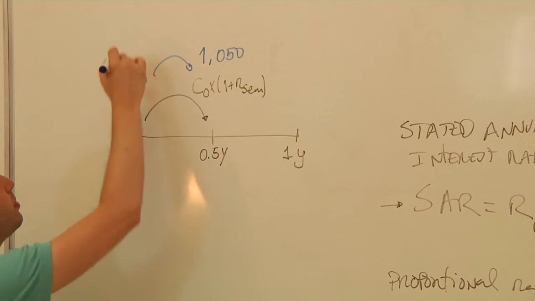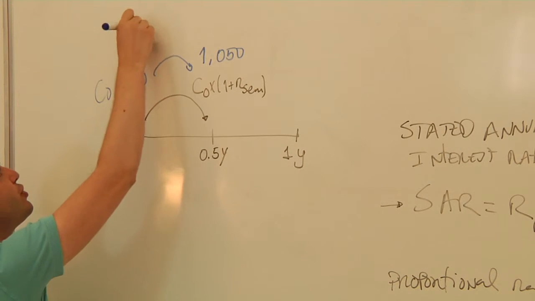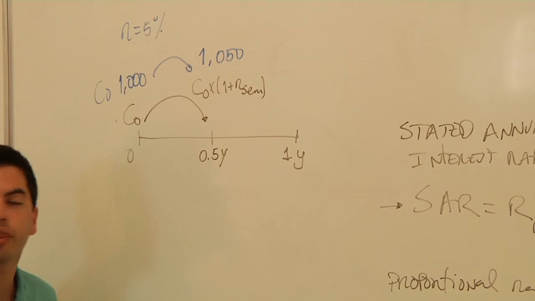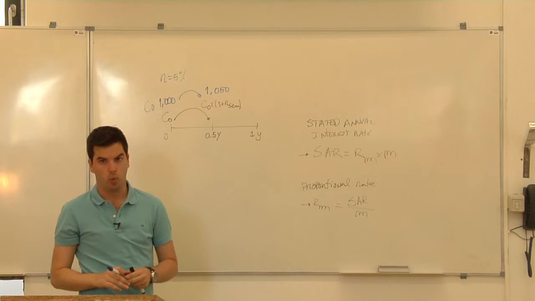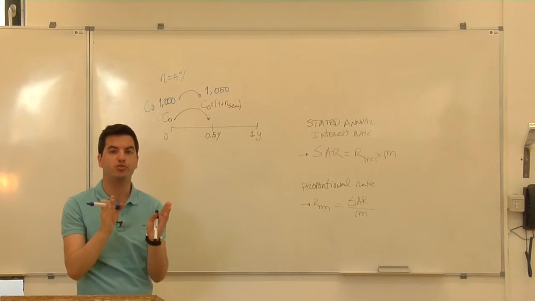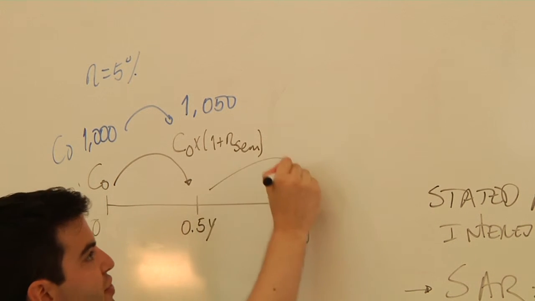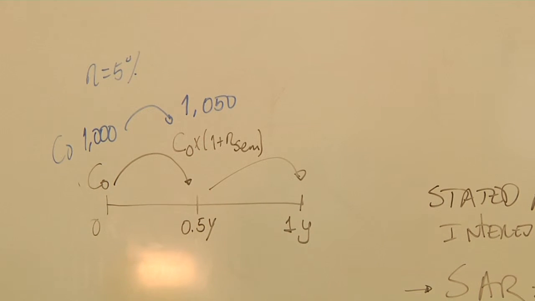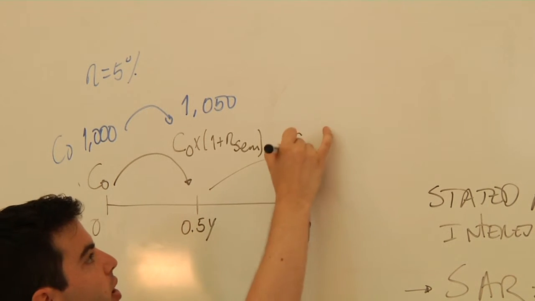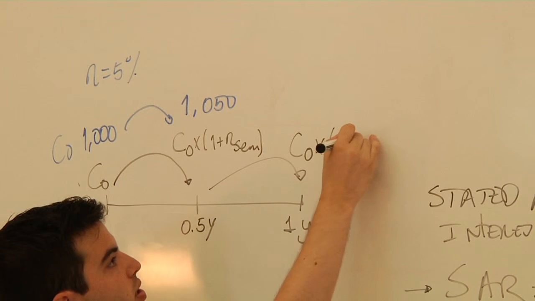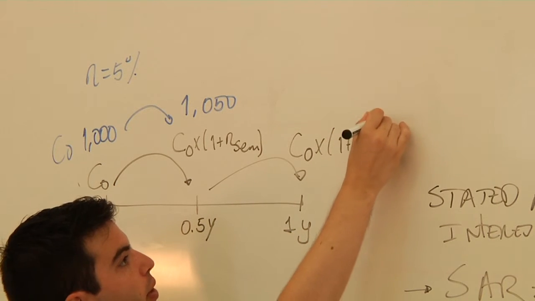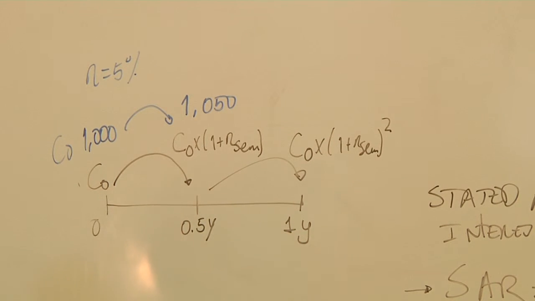What we are doing is using this C0 and an interest rate of 5%. We get 1,050 after one semester, after 1 interest payment period. But then we have to see what happens at the end of the year, because we have another semester. So there will be another interest payment. And this here will be C0 times 1 plus the semesterly rate to the power of 2. We are compounding interest, so we multiply again by 1 plus r.